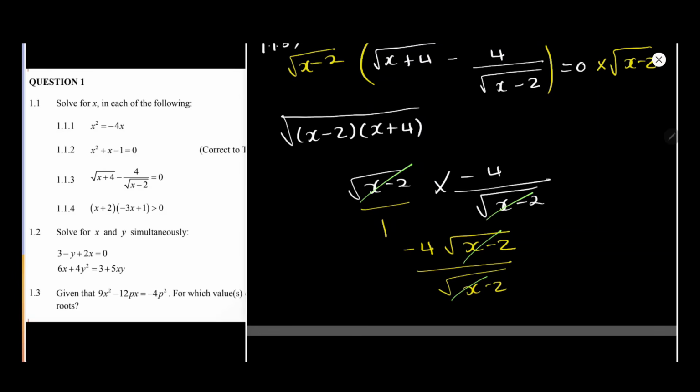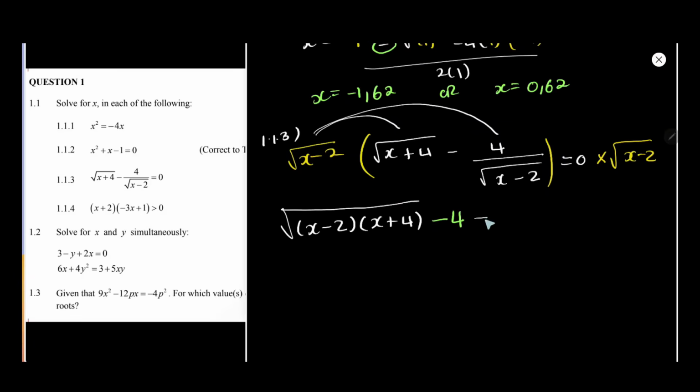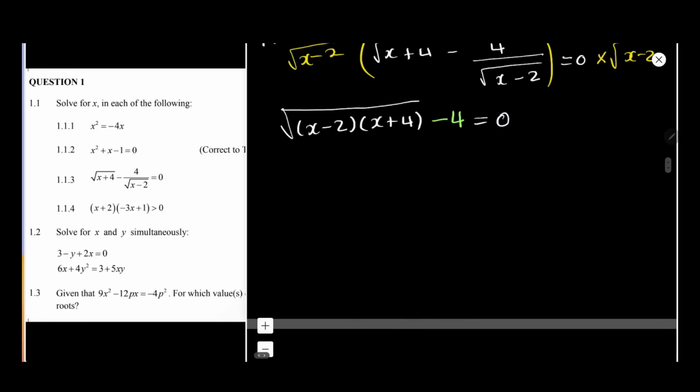So we're just left with the negative 4. So it's just minus 4. And then it is equal to, we have a 0 multiplied by the square root of x minus 2, but 0 times anything just stays 0. Okay, so this is what we have.